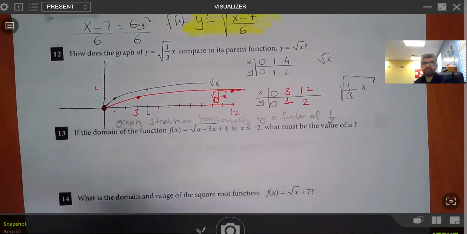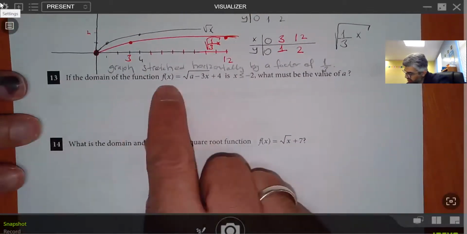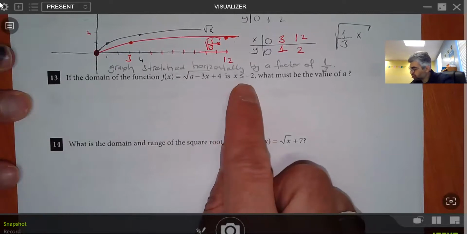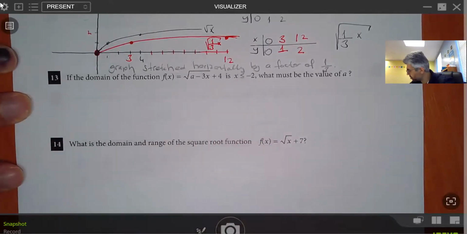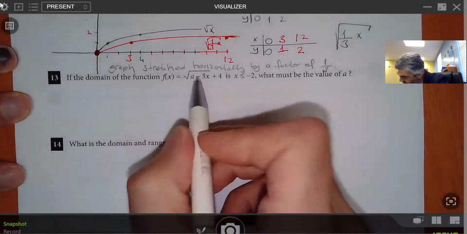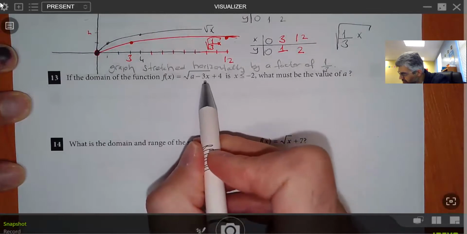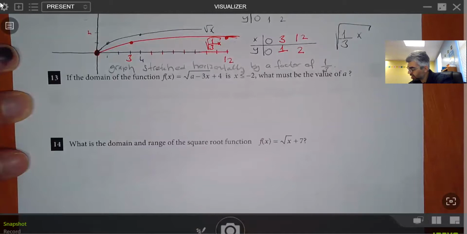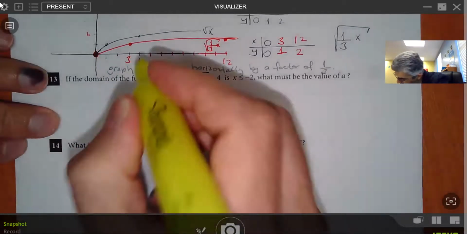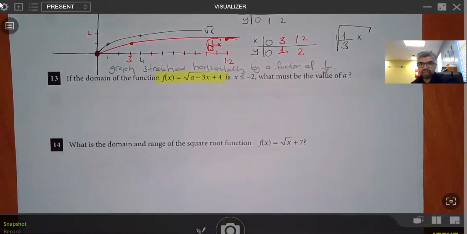Number 13. This is here. If the domain of the function is x less than or equal to -2, what must be the value of a? Good question. So we have a function. What is important here? How do I find the domain of this function? f of x is root of a minus 3x, plus 4.